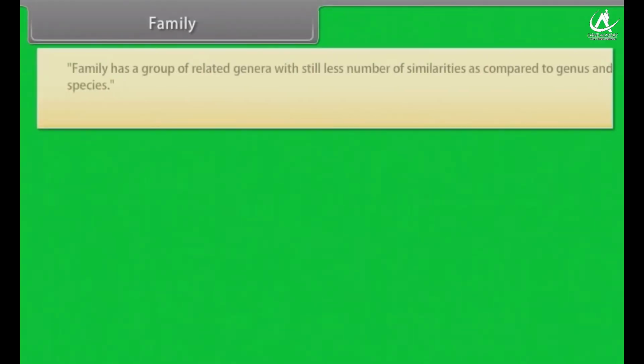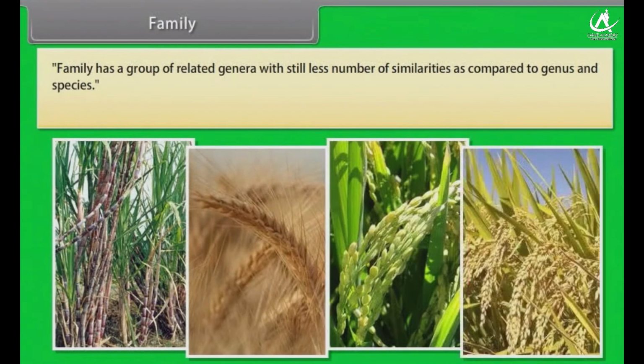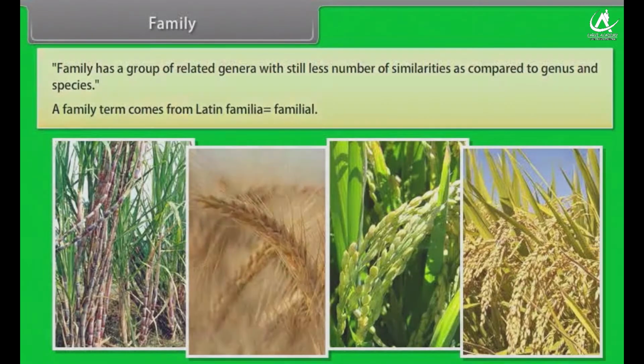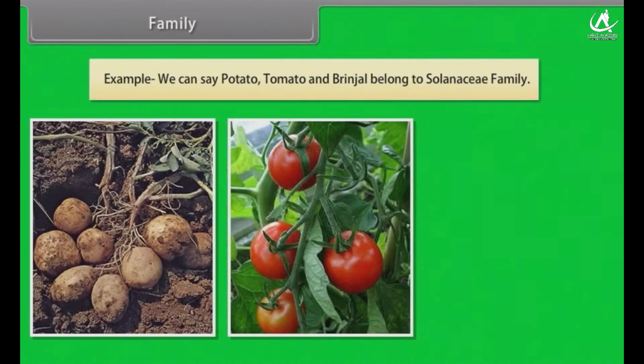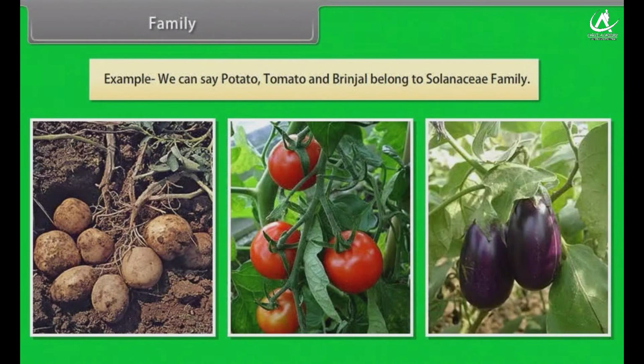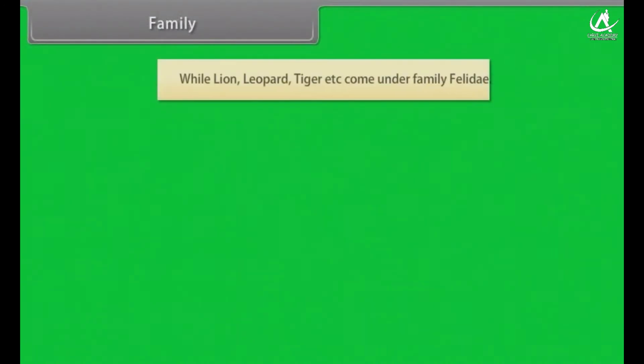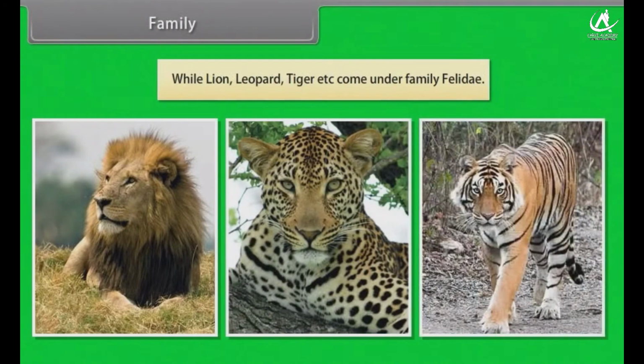Family. A family has a group of related genera with fewer similarities as compared to genus and species. The term family comes from Latin familia, which means familial. Example, we can say potato, tomato, and brinjal belong to the Solanaceae family, while lion, leopard, tiger, etc. come under family Felidae.